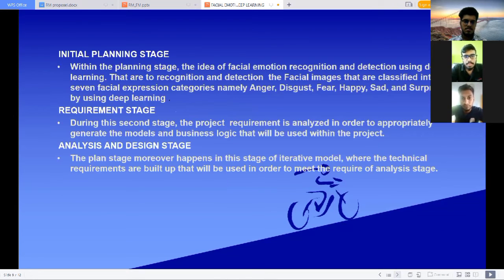In the initial planning stage, the idea of facial emotion recognition and detection using deep learning is to recognize and detect facial images that are classified into 7 facial expression categories, namely anger, disgust, fear, happy, sad, and surprise, using deep learning.